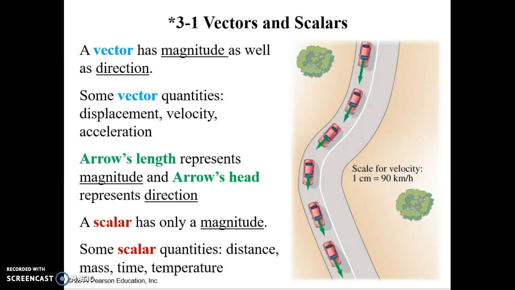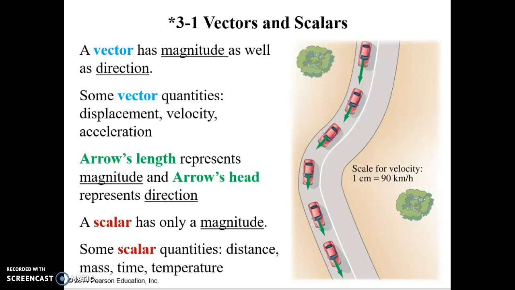Some examples of vectors are displacement, velocity, and acceleration, because all of these variables have an amount represented by a number and a particular direction. We represent vectors by drawing arrows. The arrowhead represents the direction and the length of the arrow represents the magnitude. The picture on the right shows the arrowhead and length varying as the car makes a turn.